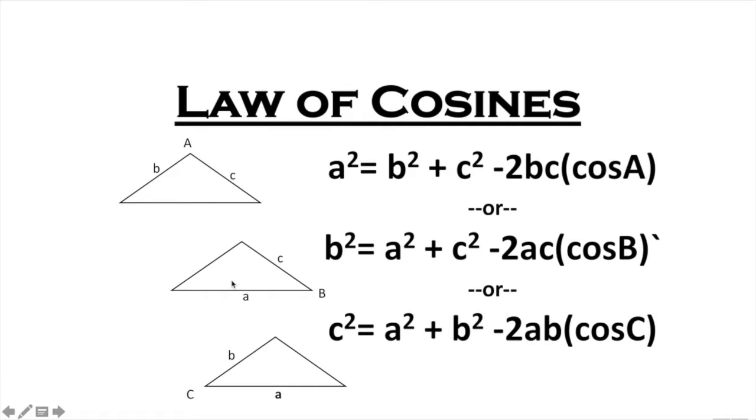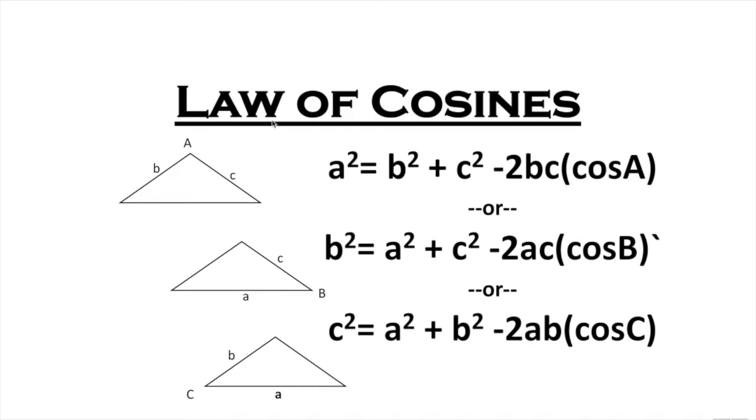Okay, so I'll show you a new topic. It's called law of cosines, and it's a method we can use to solve for sides in a triangle, similar to the way we use the Pythagorean theorem. But this is going to be useful for triangles that aren't necessarily right triangles.